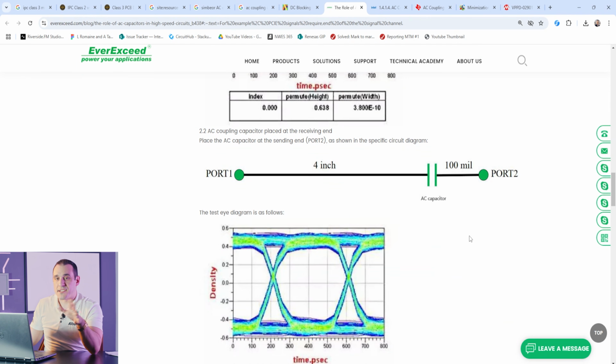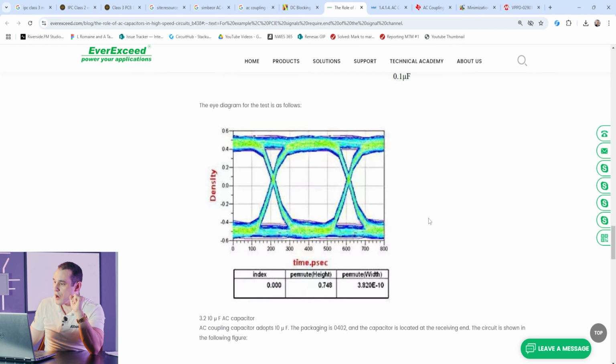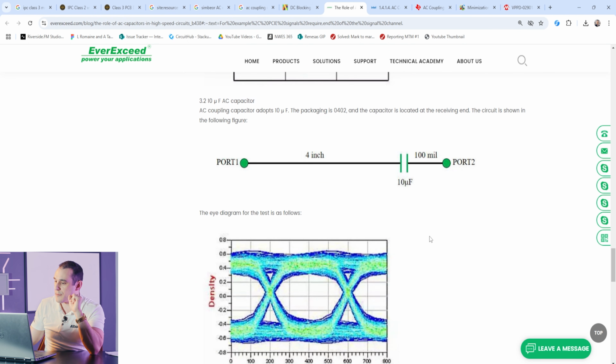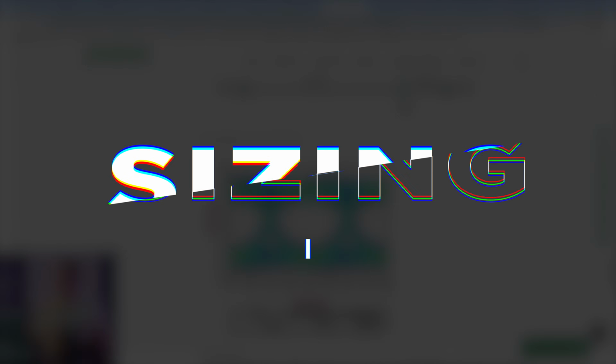Now, in another test, they compare a small capacitor versus a large capacitor. So here, they're using a 0.1 microfarad capacitor. But then when they take that capacitor and make it very large, make it a 10 microfarad capacitor, you can see a very significant degradation in the eye diagram. You can see eye closure, and it looks like we have a little bit more jitter in the rising edge in this eye diagram. So clearly a smaller capacitor is probably going to be better.